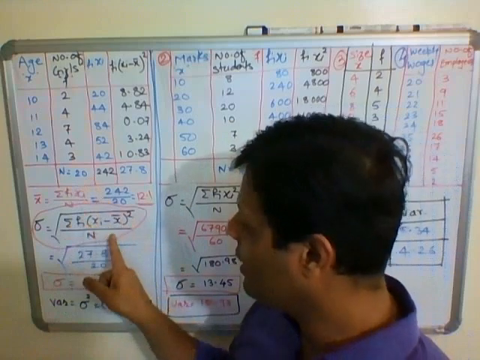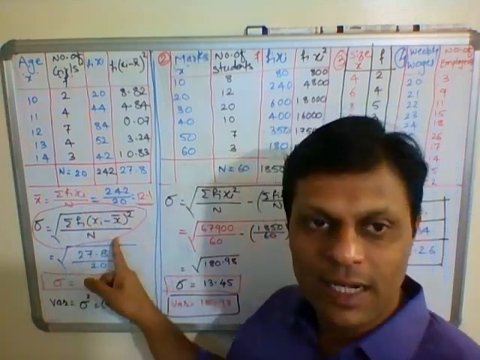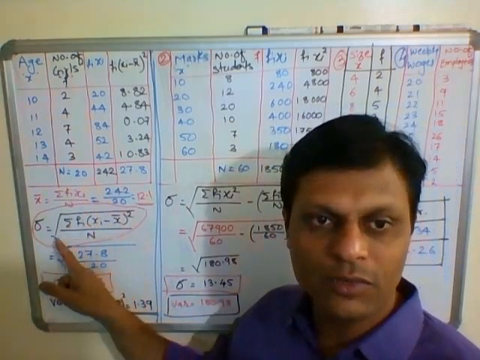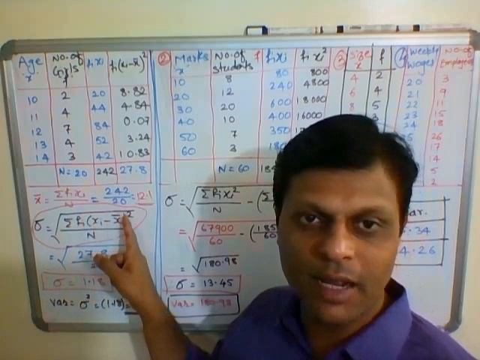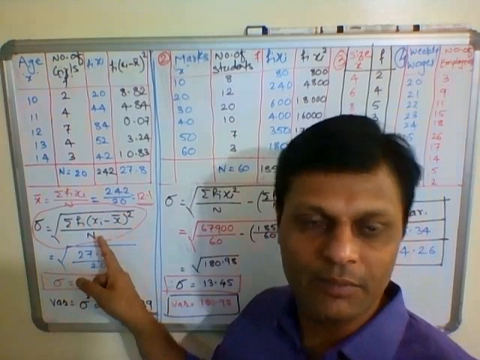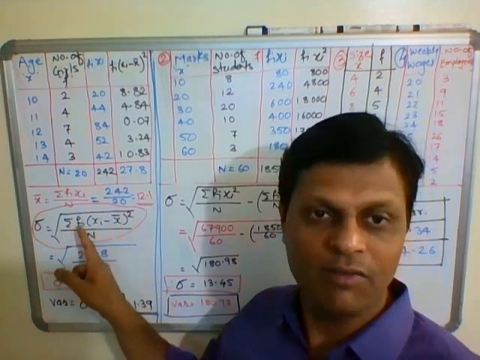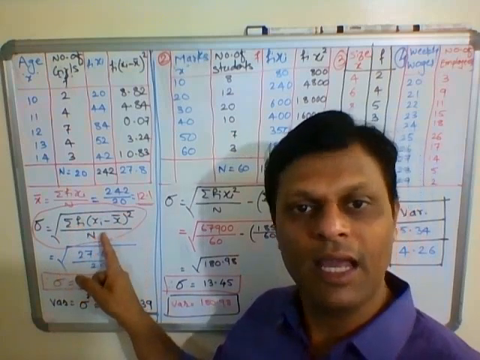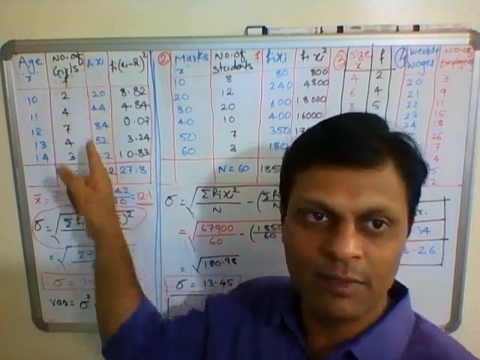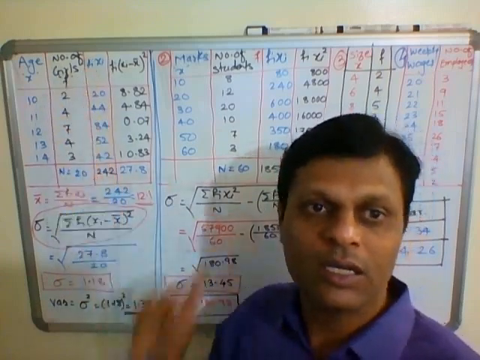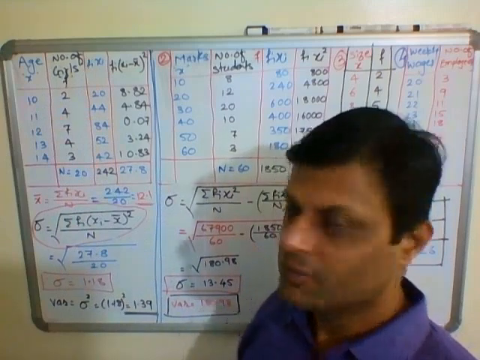Now the formula is this: standard deviation is equal to the positive square root of summation fi into (xi minus x bar) whole square, divided by capital N. Now we are involving frequency and we are replacing small n by capital N. Capital N is nothing but the total of all frequencies. How many girls are present? The number of values gives us capital N.